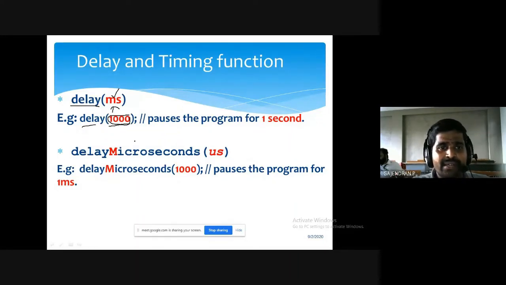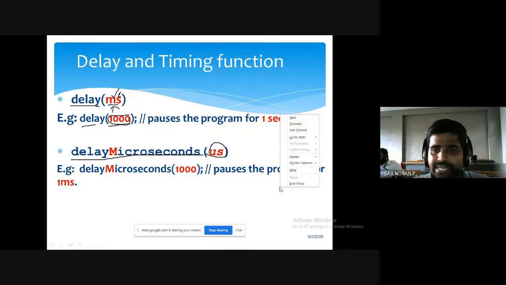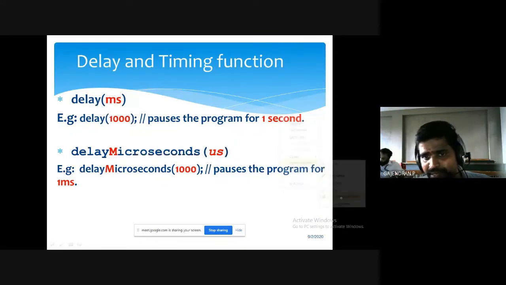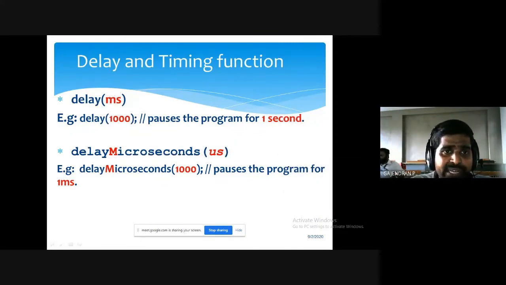There are 2 types of delay functions available. Simple delay, and the second one is delayMicroseconds. The function is very similar, but here whatever value you pass will be considered as a millisecond, and here it will be considered as a microsecond. That's all. Take a screenshot. If I pass 1000 in simple delay, it is equal to 1 second. But if I pass the same 1000 in delayMicroseconds, it is equal to 1 millisecond.